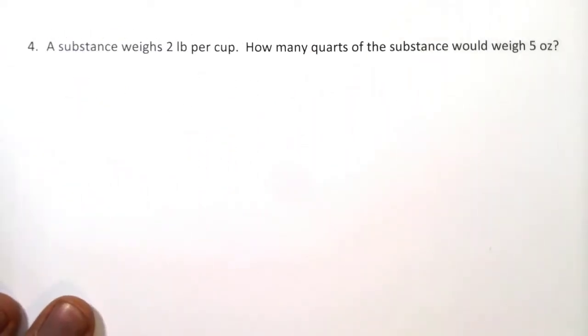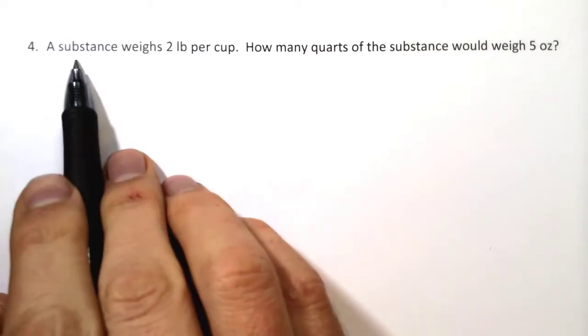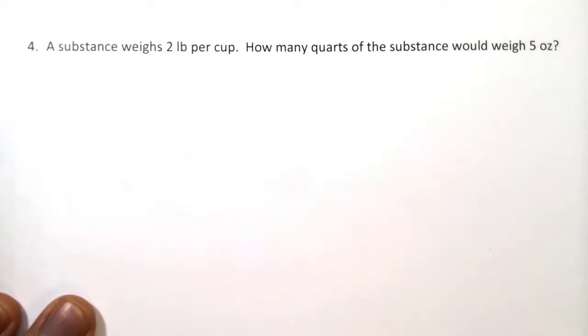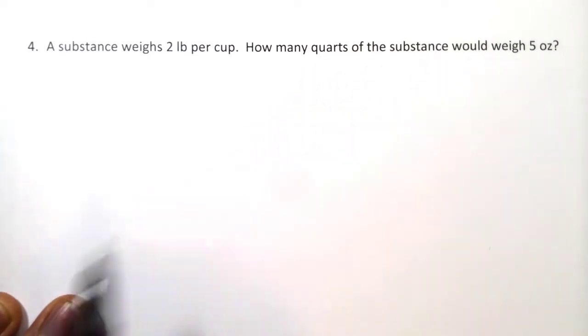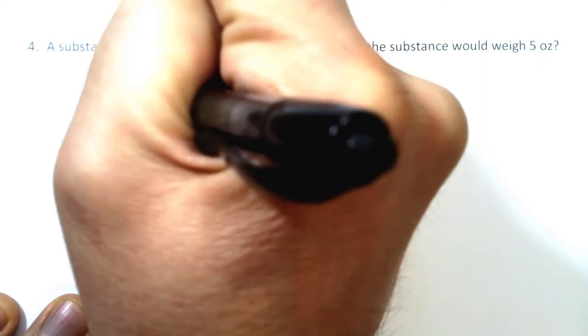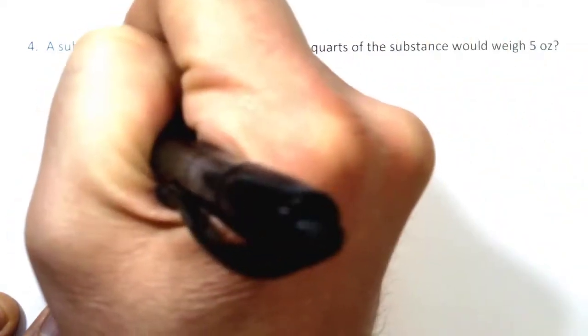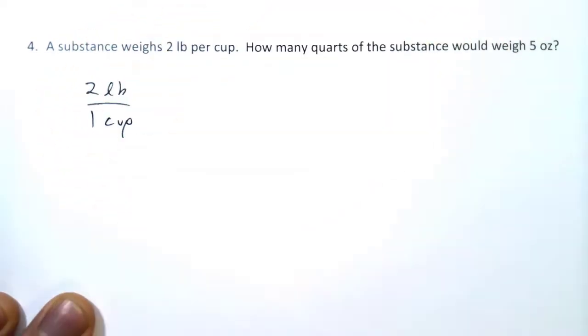All right, in our last problem here, we're told that a substance weighs 2 pounds per cup. For every cup of the substance, it's gonna weigh 2 pounds. How many quarts of the substance would weigh 5 ounces? Okay, so we know that 2 pounds of the substance corresponds to 1 cup.